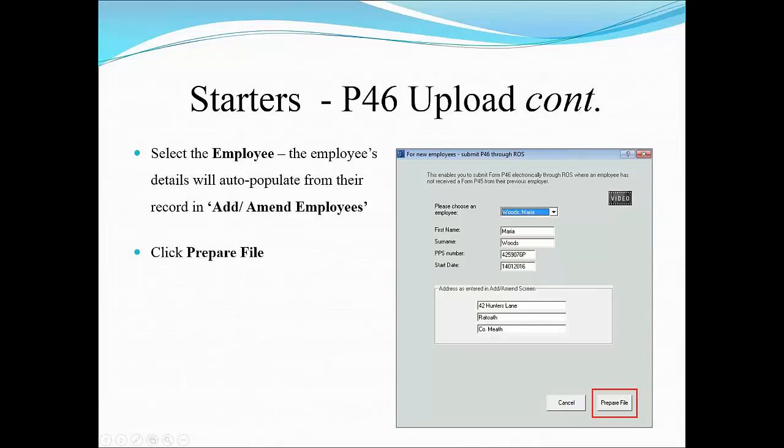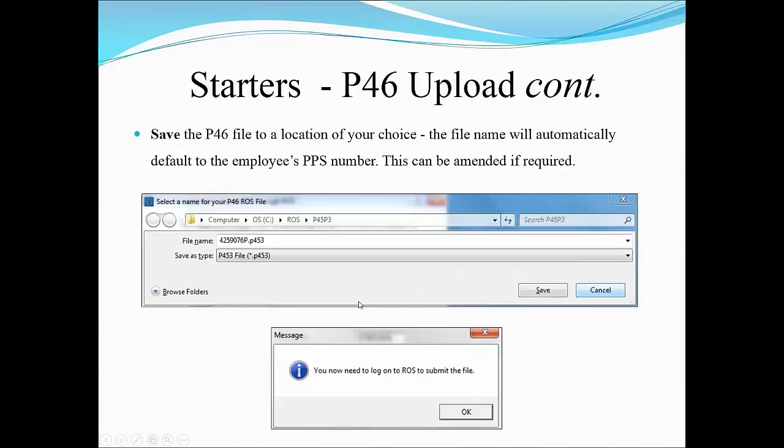Okay. So for the P46 upload, again, you'll have the employee already set up in Add and Amend Employees, and when you simply choose the employee's name from the listing, all this screen will auto-populate for you, so there's very little to do here. Then click on Prepare File, and it brings you through again to the screen where you save your ROS file. So again, it's the employee's PPS number that is being used for your file name. Okay, simply click Save, and click OK to the message about logging into ROS.